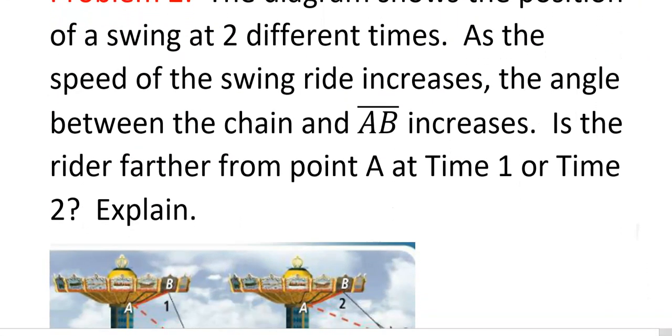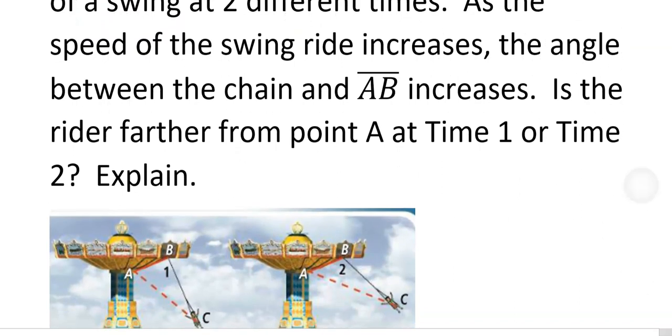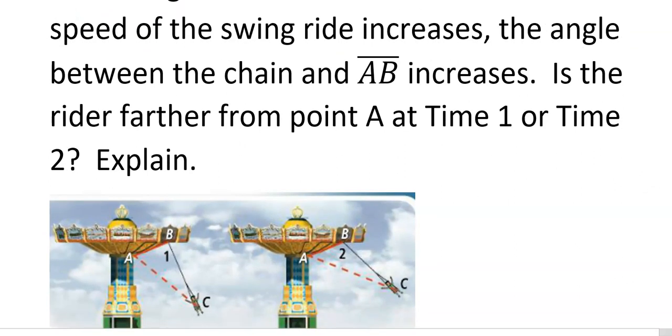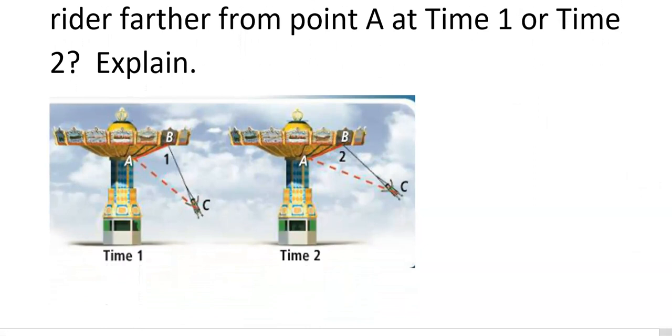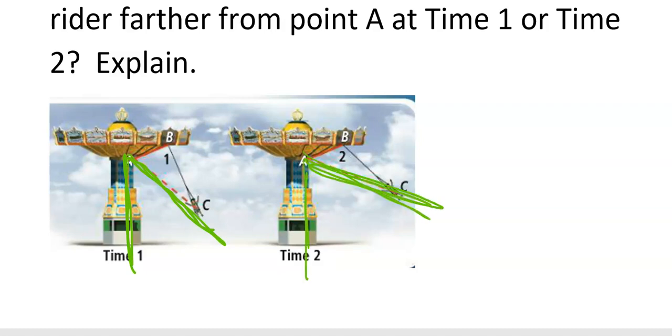Okay, the diagram shows the position of a swing at two different times. As the speed of the swing ride increases, the angle between them increases as well. Is the rider farther from point A at time 1 or time 2? So when we're looking at this one, we are looking at how far they are away. Okay, so we're looking at it like this. Okay, so which one are they further away? Time 2, right? Because the angle there must be bigger. And that's kind of what you're looking at.